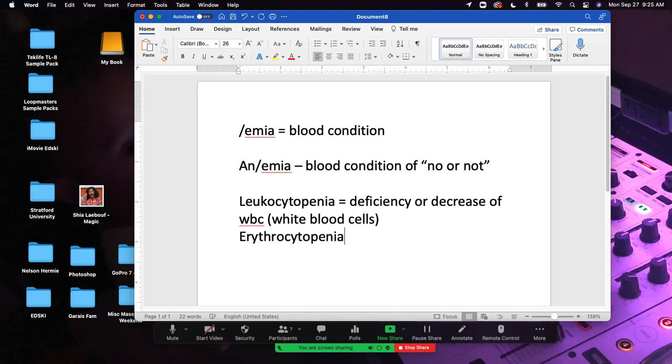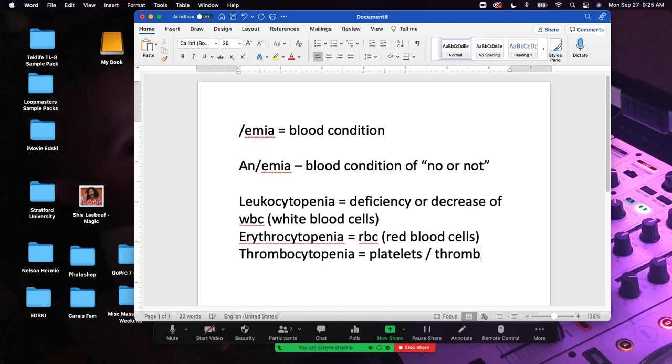Erythrocytopenia, think RBC, red blood cells. And platelets is thrombocytopenia, which is platelets, also known as thrombocytes. And of course, if you've got thrombocytopenia, what's going to happen? Our patient's going to start bleeding. That's not a good thing.